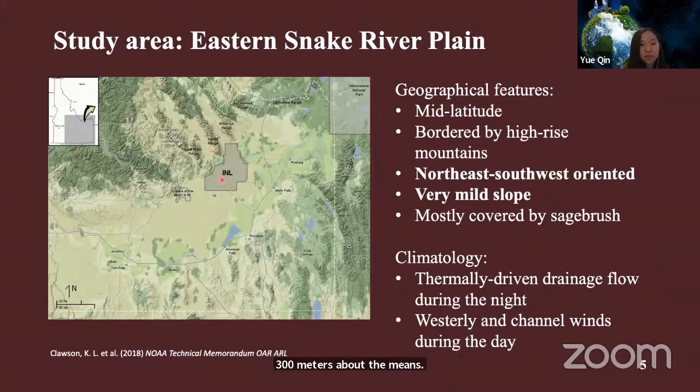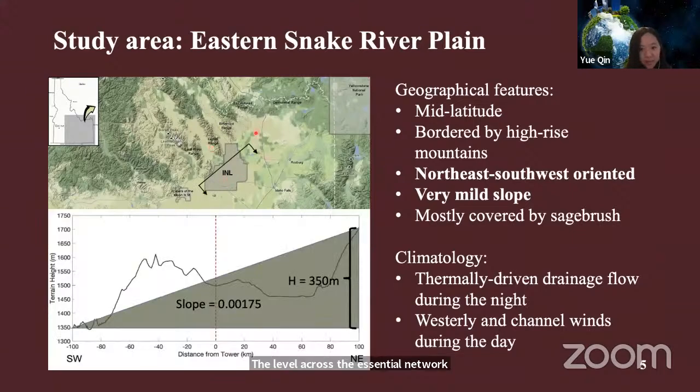Across the Eastern Snake River Plain, the elevation is higher to the north and northeast and lower to the south and the southwest. Along the 50-degree azimuth angle, the overall difference in elevation is 350 meters, and the distance between the highest and lowest point is around 200 kilometers, which gives us a relief ratio less than 0.002. This mild slope and the orientation of the area play an important role in the specific climatology in this area.